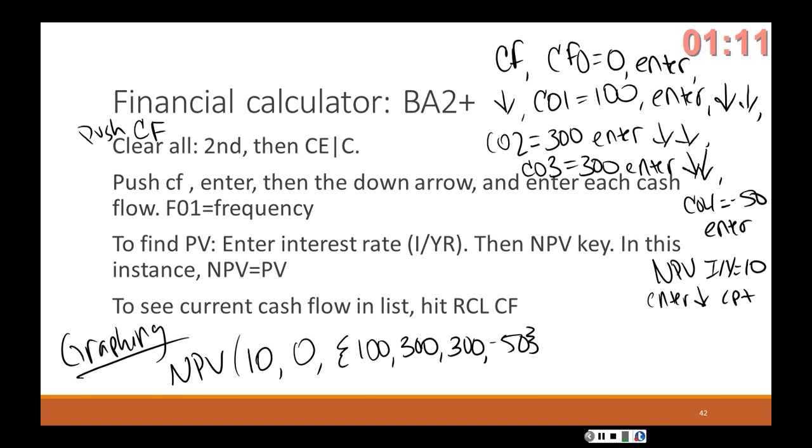If you wanted to use frequencies with your graphing calculator, it would be NPV 10, comma, 0, comma, braces, 100, comma, 300, comma, negative 50, close braces, comma, braces. The frequency of the $100 is once, the frequency of the $300 is twice, and the frequency of the negative 50 is 1. Close braces, close parentheses.